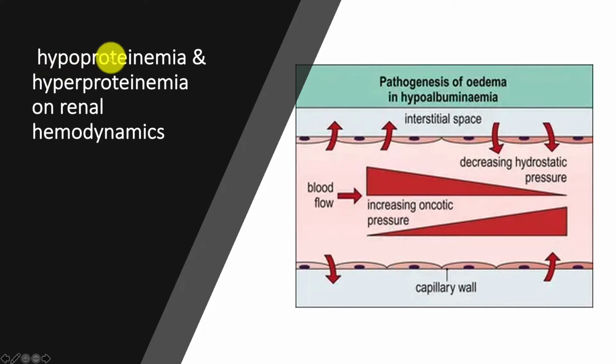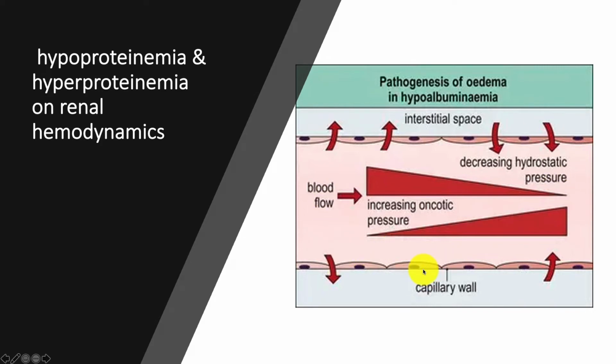And this basically means that if there's a low level of proteins in the blood, meaning hypo, that's going to change a couple of things occurring within the capillaries. And if there's an increased level of protein, such as hyperproteinemia, then that's going to change certain pressures in the blood that impact the movement of water, the movement of goods, and also the integrity of the endothelium.